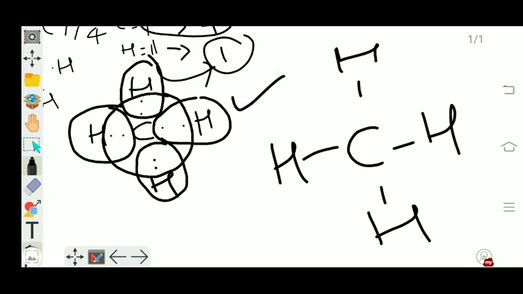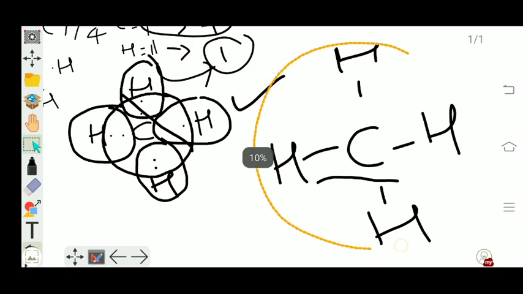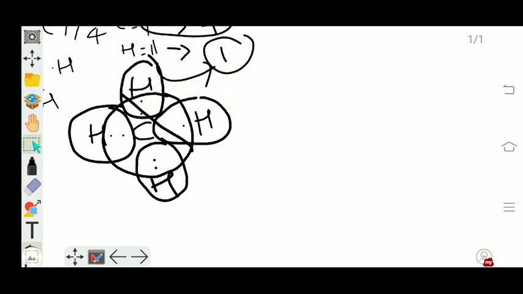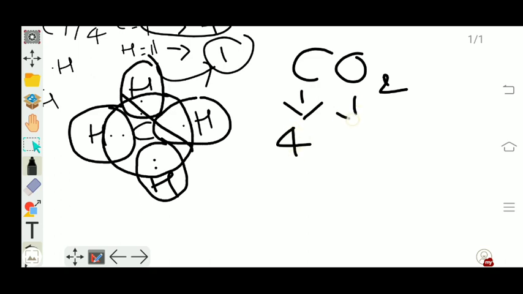Now we will see the Lewis dot structure of CO2. See here, this is CO2. Again I will tell, carbon has 4 valence shell electrons and oxygen has 6. Now see here.